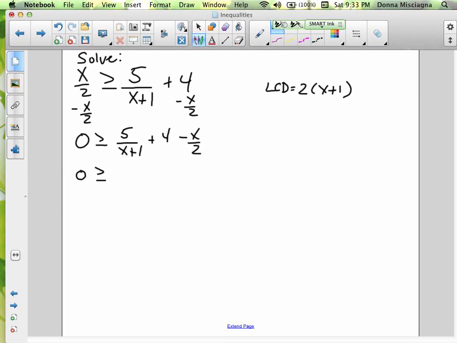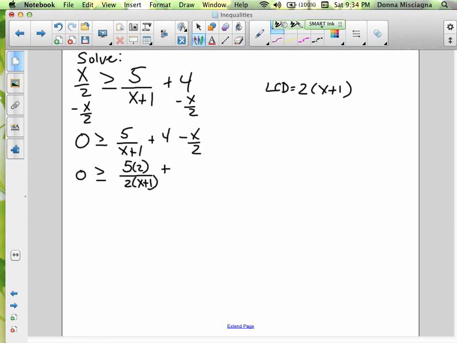So the first term needs a 2 in the denominator. If I'm going to give it a 2 in the denominator, I'm going to have to give it a 2 in the numerator. Otherwise, I'm going to change the value. All right, so if I multiply the numerator and the denominator by 2, that's just like 1, right? Because 2 divided by 2 is 1. And you can multiply by 1. That doesn't change the value of anything.